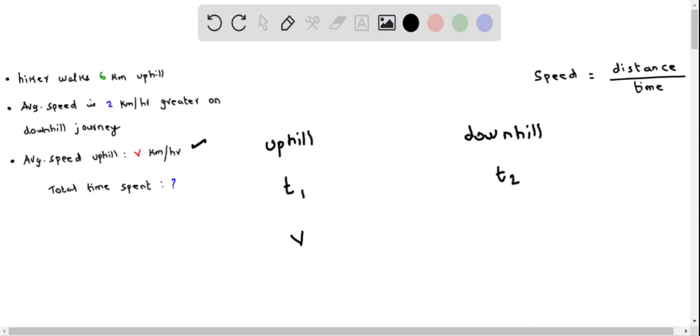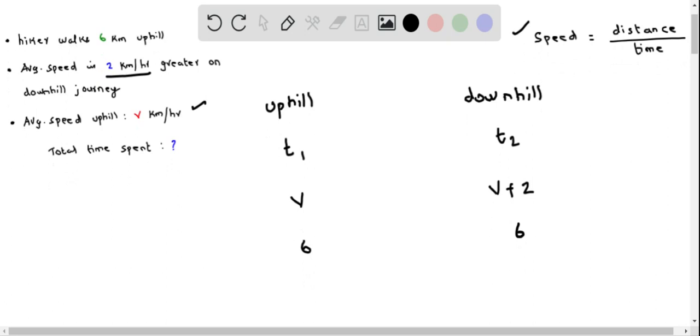For the downhill journey we use this information, that the average speed is 2 kilometers per hour greater on the downhill journey. So if v represents the average speed for the uphill journey, then v plus 2 is the expression which gives the average speed during the downhill journey. Then we use the speed distance time relation. The distance traveled in both journeys is 6 kilometers. So now we put this as an expression.